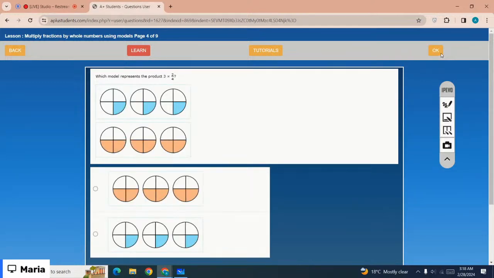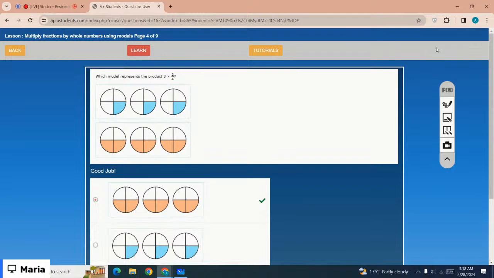Which model represents 3 times 2 over 4? So which is the correct option? Yes, that is option number 1, the correct option. You have 3 sets and each set has 4 portions and out of 4, 2 of them are colored. So that is 3 times 2 over 4.